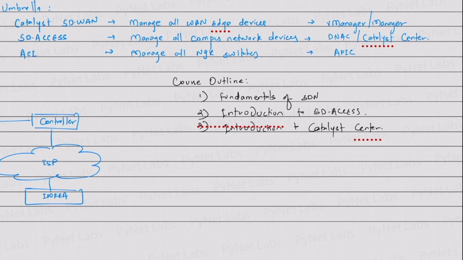Then we talk about ISE integration with Catalyst Center, or SD-Access, whatever you call it. So we learn about the policy management in Catalyst Center with Cisco ISE. We learn about the group-based access control. We learn about segmentation with third-party RADIUS server.